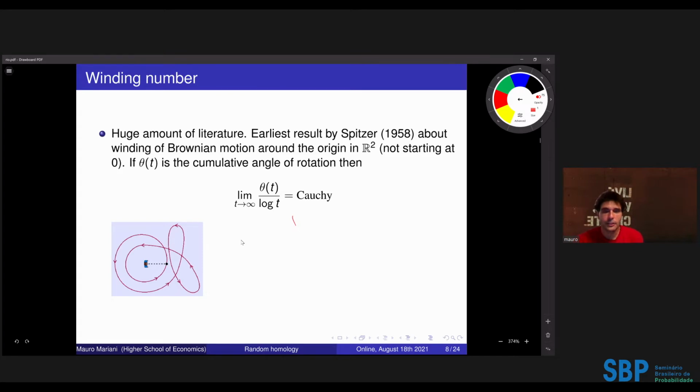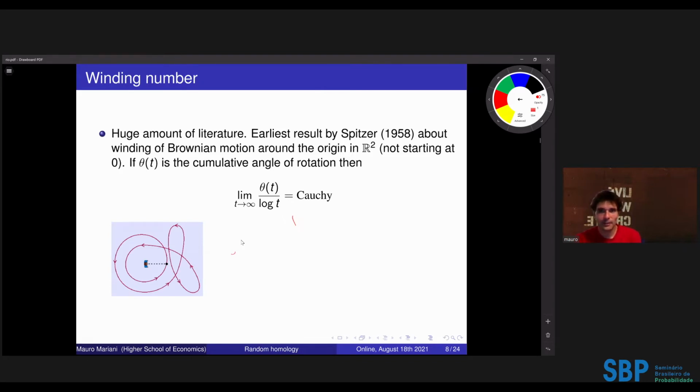So the amount of literature is huge. I ended up on this subject by chance, and I didn't expect it to be so much studied. This earlier result is from 58, from Spitzer, the same person as the interacting particles, and he studied the asymptotics of the winding number of Brownian motion around the origin in R2.